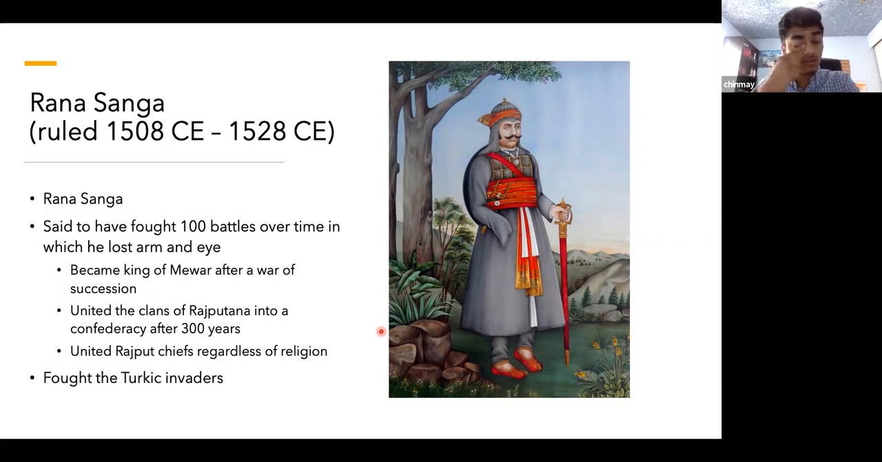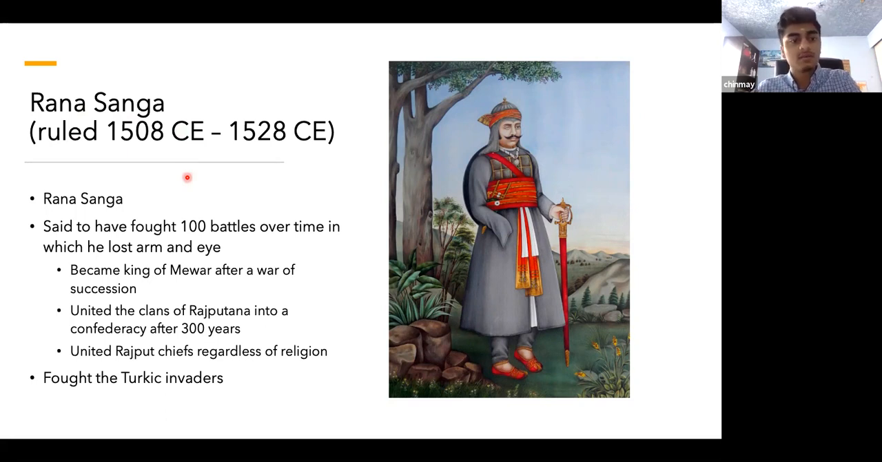He is said to have fought over 100 battles, in which he lost his right arm and he lost his eye. But yet he fought over and over in war. That just shows the incredible tenacity and strength of this man. He's missing an arm and an eye, but he fought alongside his soldiers in war all the time. After his father died, there was a war of succession between Rana Sanga and his brothers, in which Rana Sanga won and became the king of Mewar.